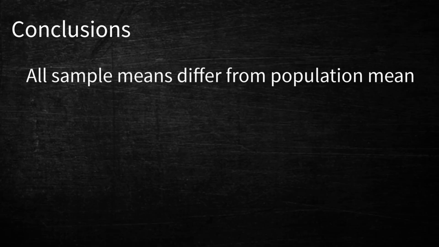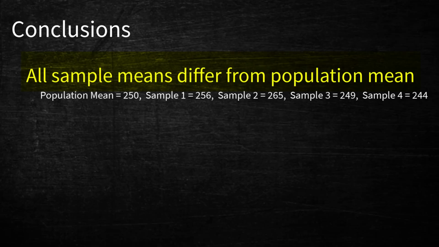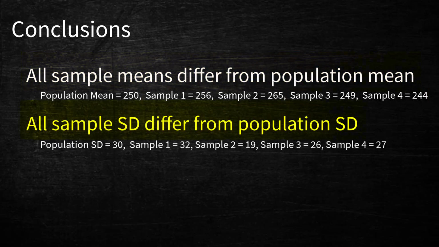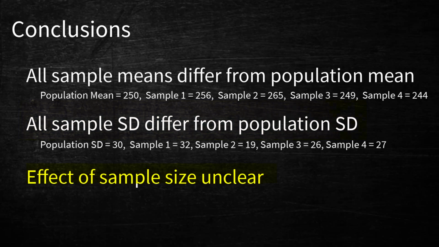First, none of the sample means were exactly the same as the population mean of 250 milliseconds. The 2 samples of size 5 had means that were higher than the population means, while the 2 samples of size 30 had means that were lower than the population means. Likewise, none of the sample standard deviations were exactly the same as the population standard deviation, which was 30 milliseconds. Sample size didn't seem to result in an obvious superiority regarding how closely the sample statistics matched the population parameters, at least for the 4 samples we drew.